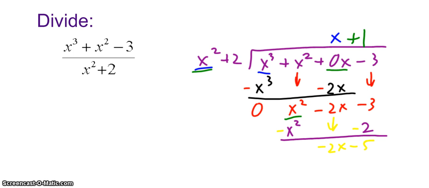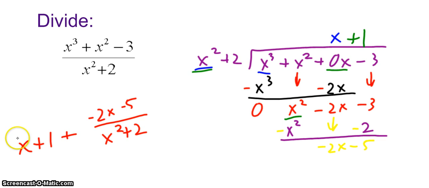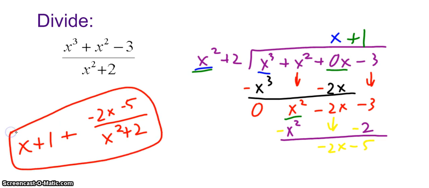So my result will be x plus 1, that's my quotient, plus negative 2x minus 5 over x squared plus 2, and we're done. So my remainder is negative 2x minus 5. I write that as a function, negative 2x minus 5 over x squared plus 2.